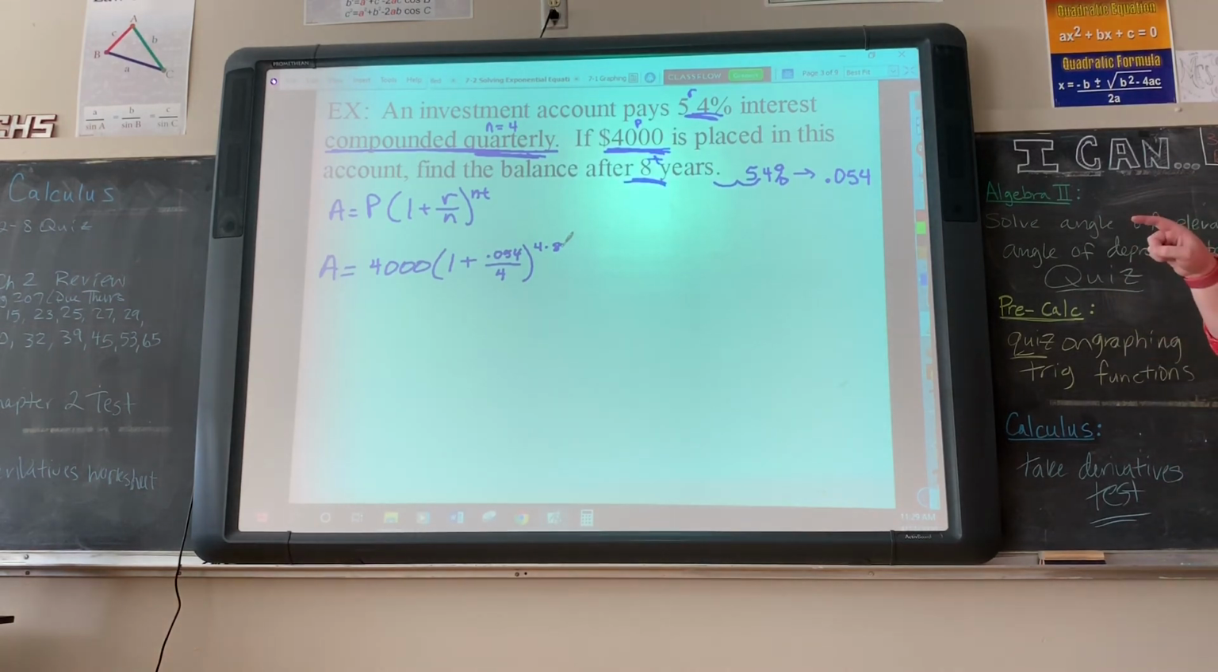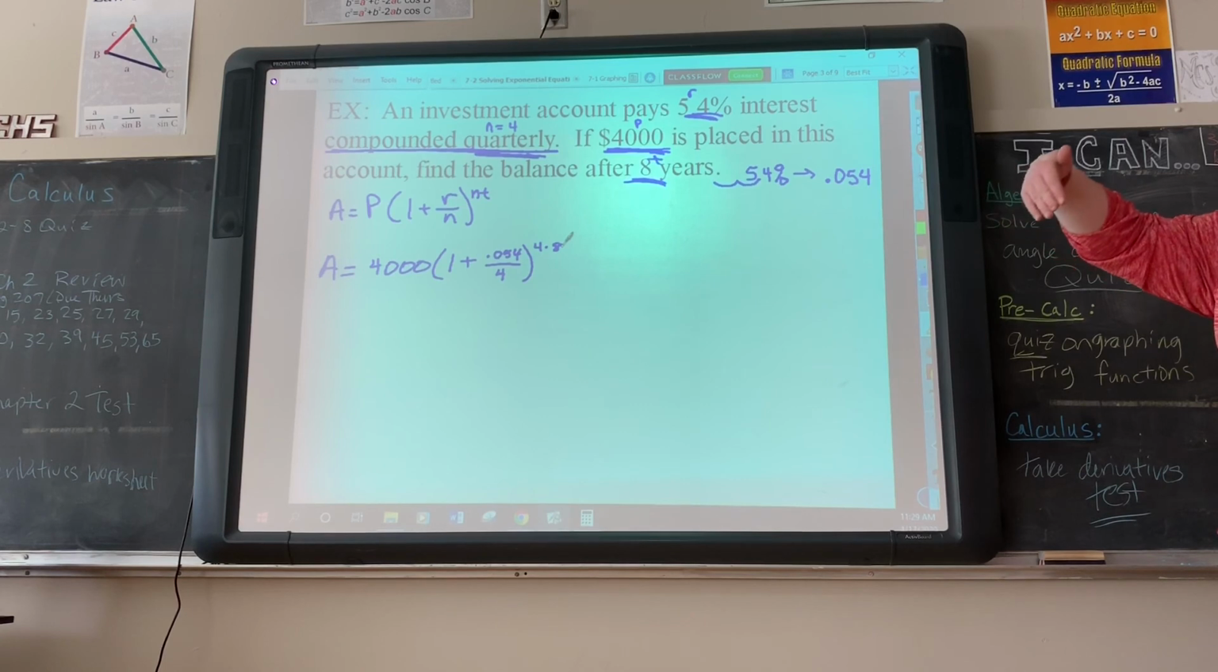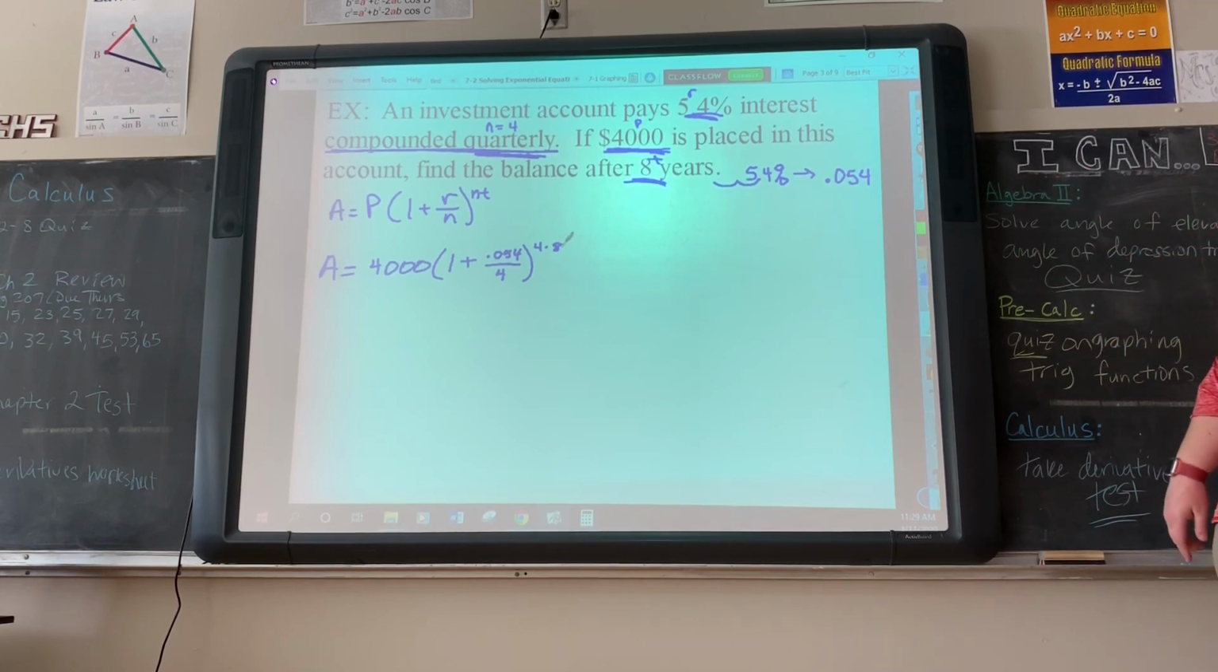And we have everything set up. So we got our initial investment, 4,000, and then 1 plus the rate divided by the number of times compounded. Again, compounded would be how many times we get that per year. So instead of getting 5.4% interest once a year, we get it 4 times a year, so we divide it up into that many pieces. And then it also multiplies how many times we get it. So you multiply it times 8 years. So we have everything set up.